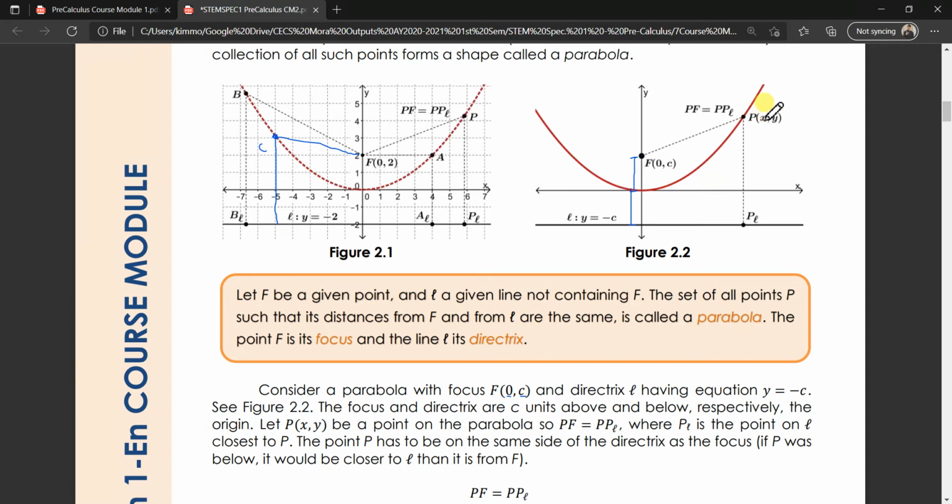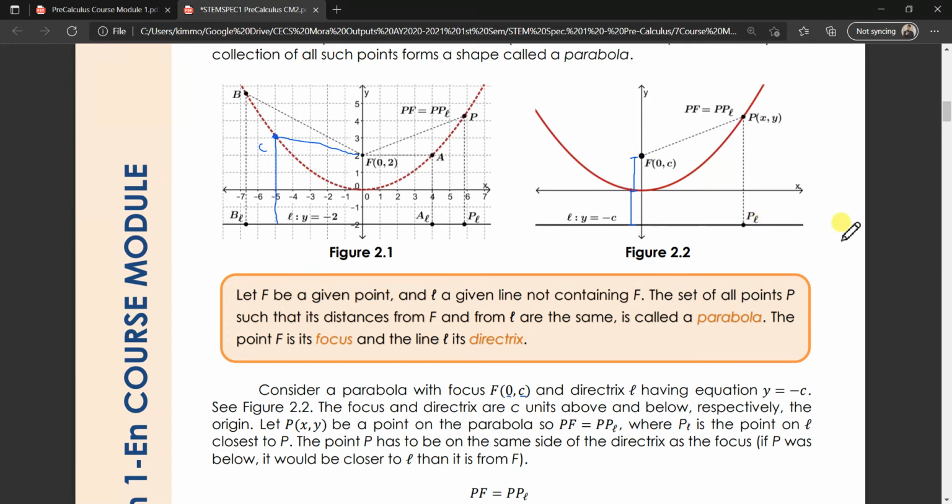So we let our point P, which is located at (x, y), meaning this x can be any value and our y can also be any value, be a point on a parabola. So if P is a point on the parabola, the condition is that the distance from our point P going to our F should be equal to the distance from our point P going to our line. Okay? So we equate them.